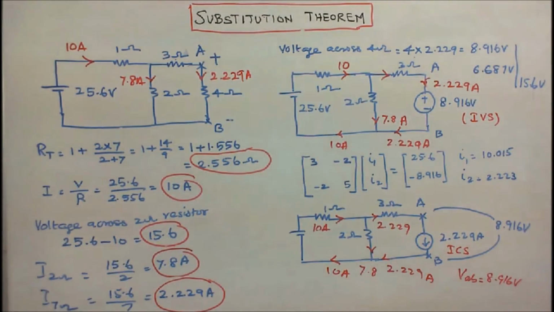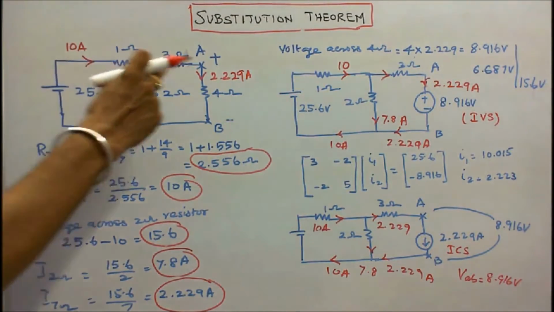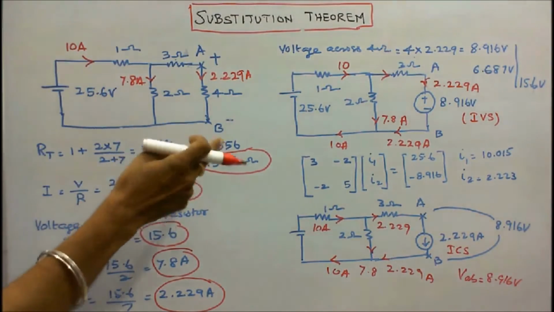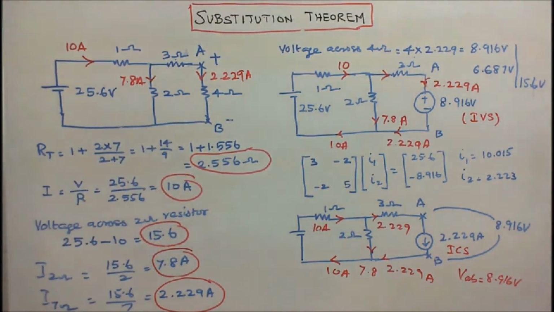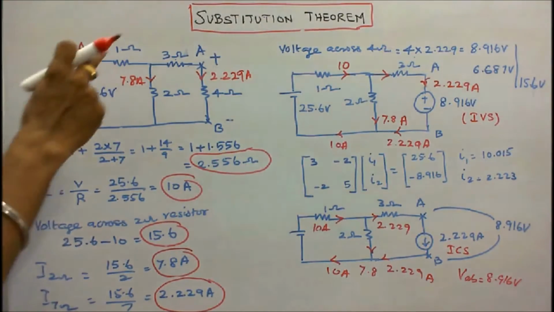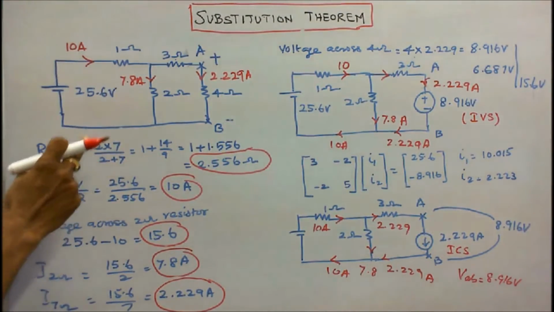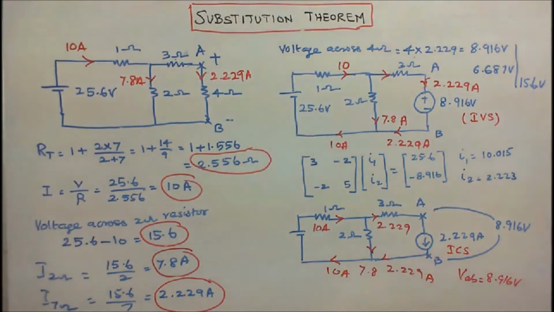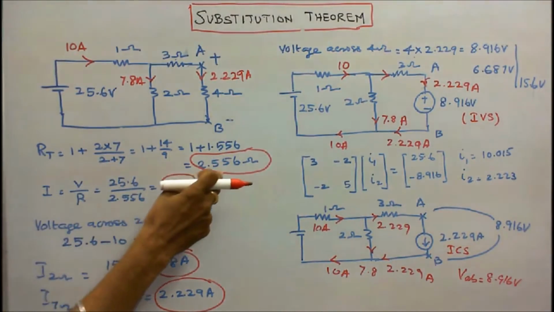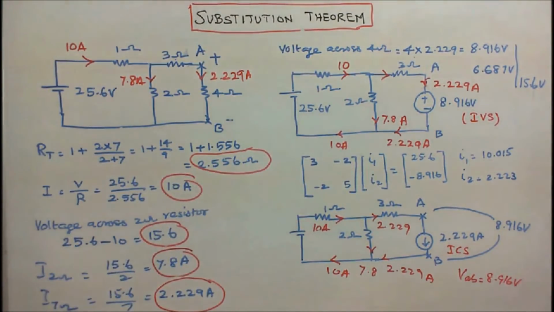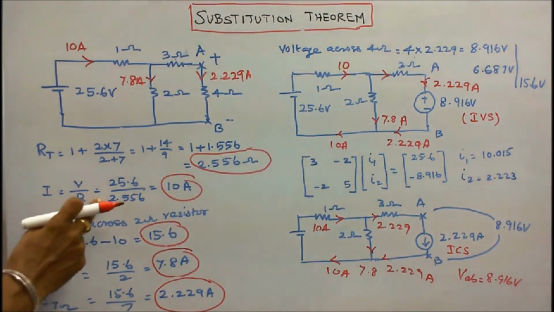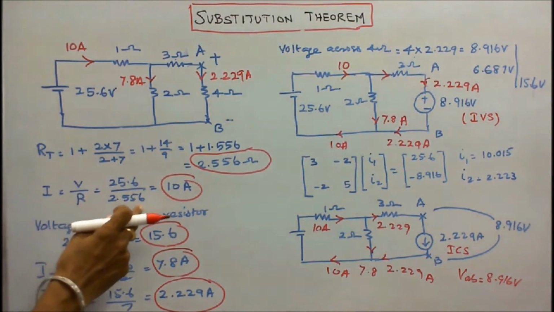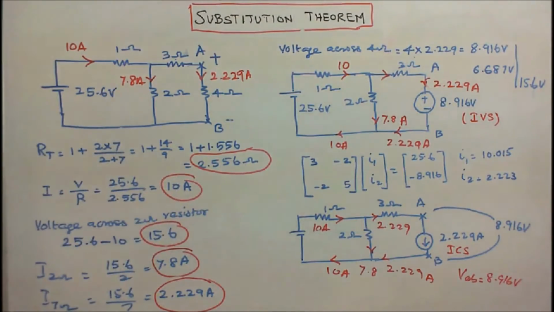Here the 3 ohm resistor and the 4 ohm resistor are connected in series. The 7 ohm resistor is in parallel with the 2 ohm resistor. Therefore, the total resistance is 1 plus 2 into 7 divided by 2 plus 7, that is equal to 2.556 ohms. Once I know the resistance, I can find the current. I is equal to V by R, that is 25.6 divided by 2.556, which is equal to 10 amps.